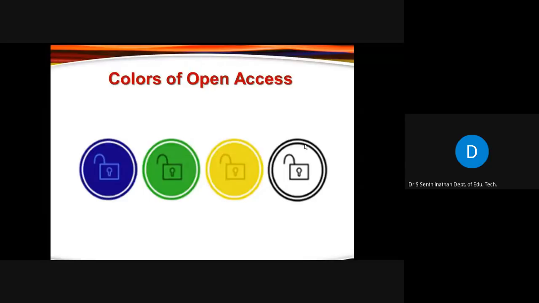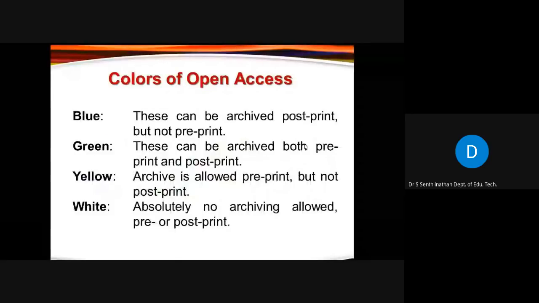And the lock, that open symbol, always goes with it. It will be in different colors, and each one has some meaning to convey. For instance, if it is blue, these contents can be archived post-print but not pre-print. After the print comes out, you can retain a copy, archive it, save it, but you cannot do it before the print comes. And green, as you can see, can be archived both pre-print and post-print.